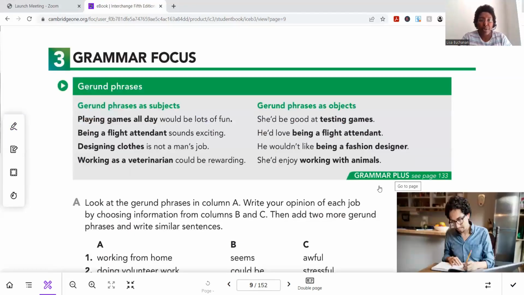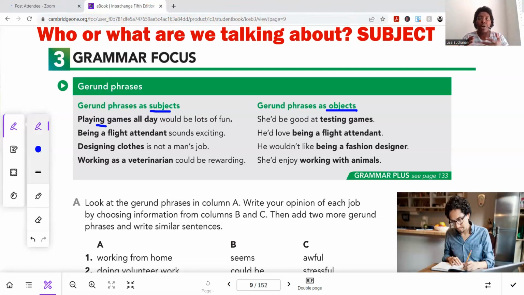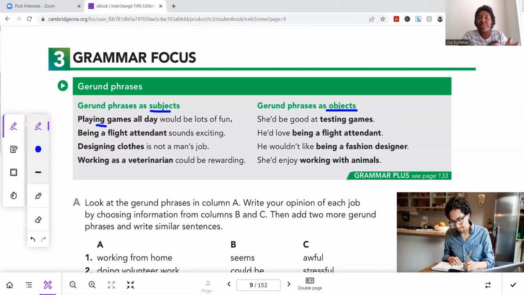And let's do a grammar point here. So grammar focus, the gerund phrases. So what's interesting about the gerund, remember the gerund is described as having an ing ending. It can be a subject or it can be an object. Remember how you find the subject in a sentence. It's the answer to the question, who or what are we talking about? That answer is the subject.